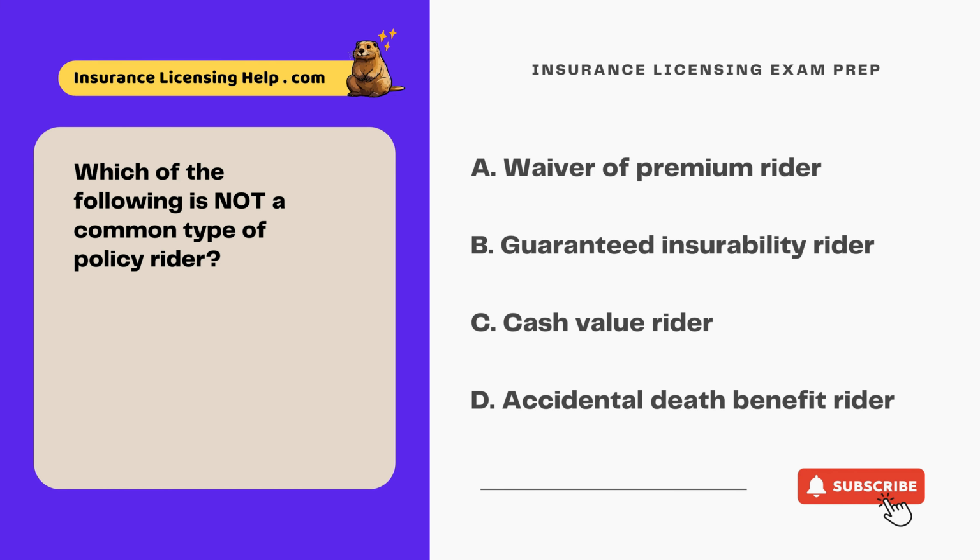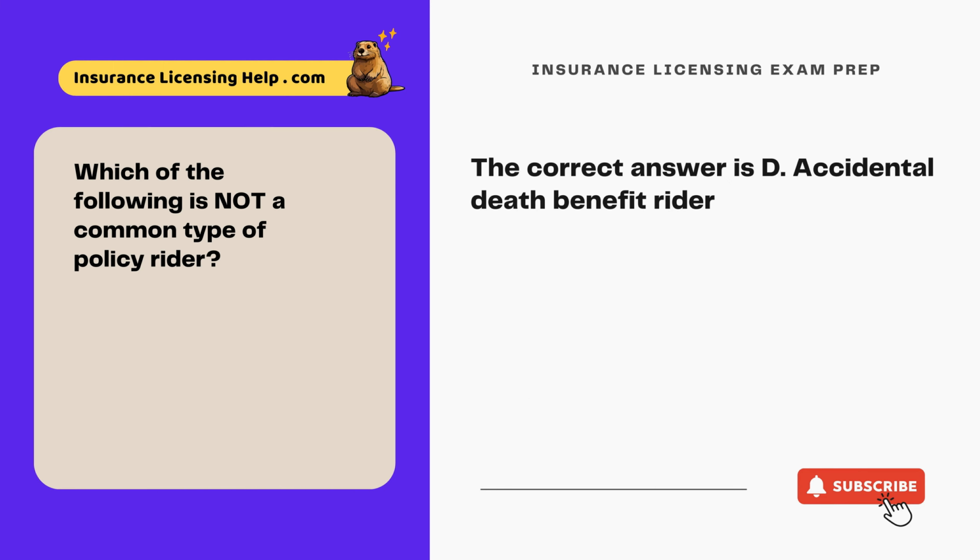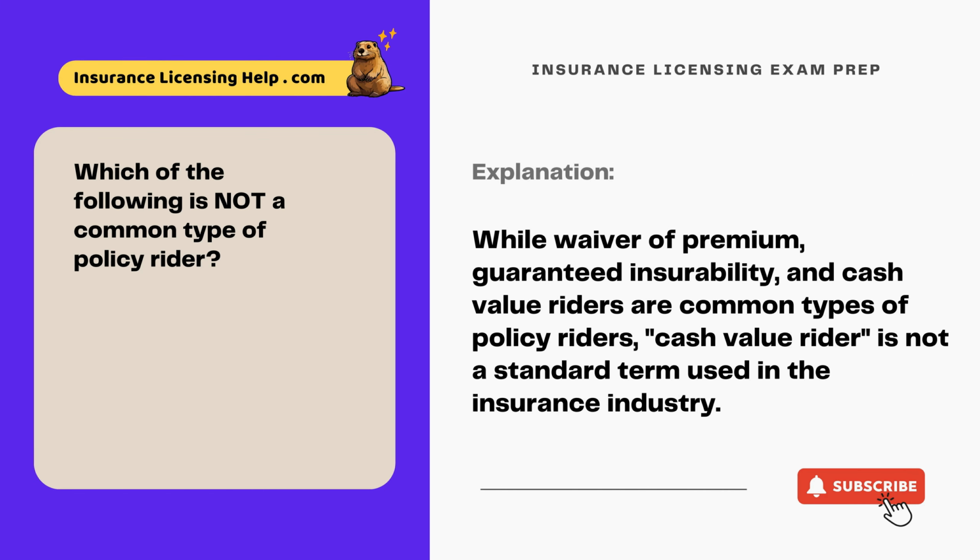Which of the following is not a common type of policy rider? A, waiver of premium rider. B, guaranteed insurability rider. C, cash value rider. D, accidental death benefit rider. The correct answer is D, accidental death benefit rider. While waiver of premium, guaranteed insurability, and cash value riders are common types of policy riders, cash value rider is not a standard term used in the insurance industry.